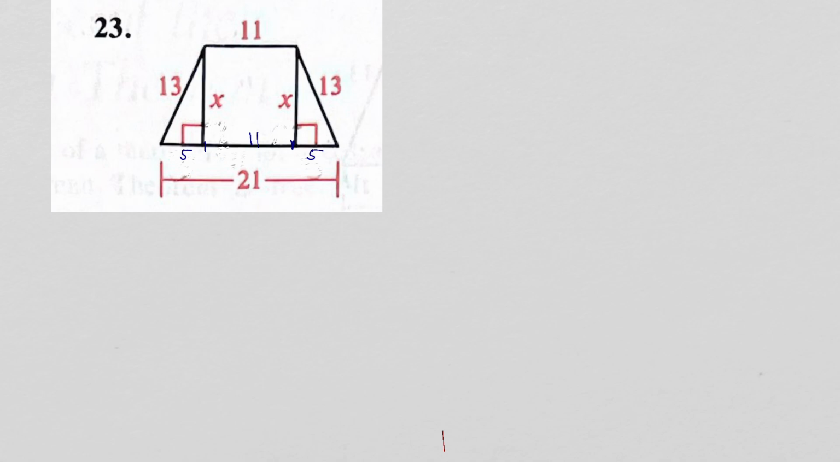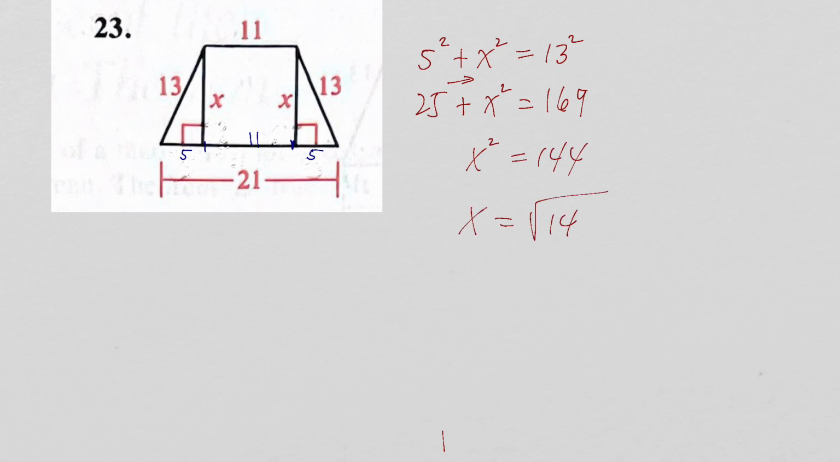Okay, now we've got this squared plus this squared is equal to this squared. That's one of the triangles that we have. So we have 5 squared plus x squared must be 13 squared. Bring this over and we get x squared is equal to 144. So x is the square root of 144, so x is 12.